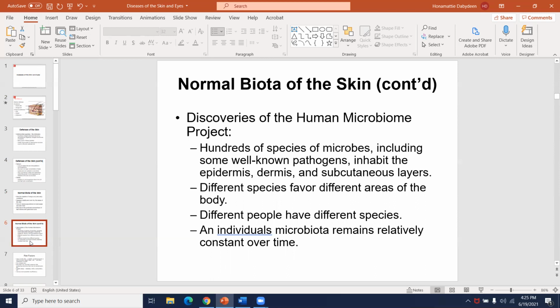An individual's microbiota remain relatively stable throughout the life of that person over time, but can vary. One person's microbiota can vary from another person's microbiota, but they're all there for the same purpose. They are going to help to ward off organisms that are trying to get there, because that's their little niche and they don't want other organisms to be there.